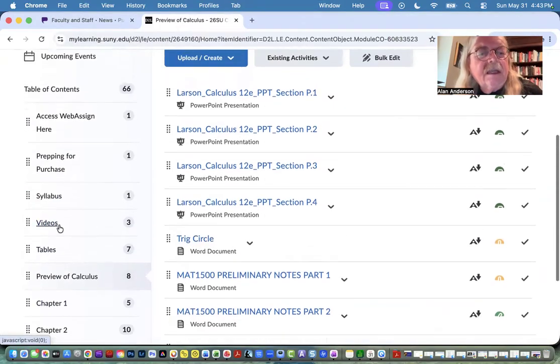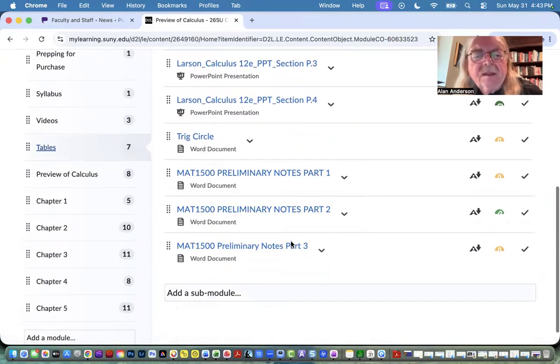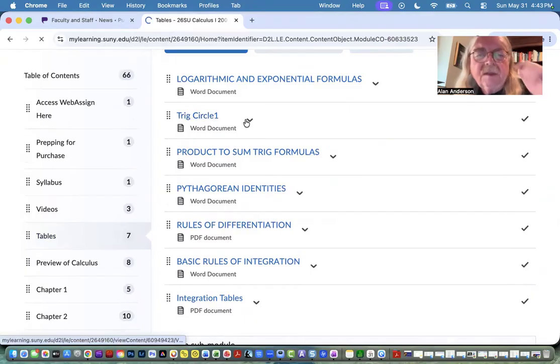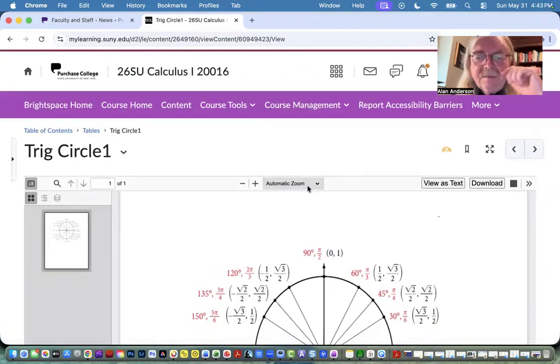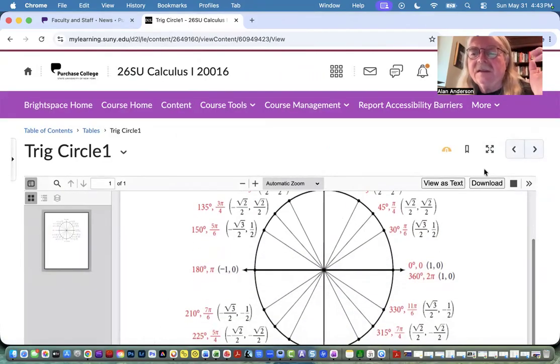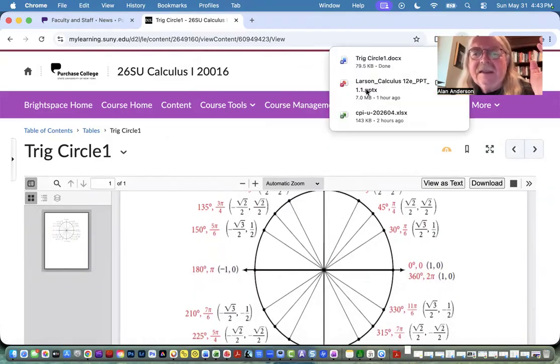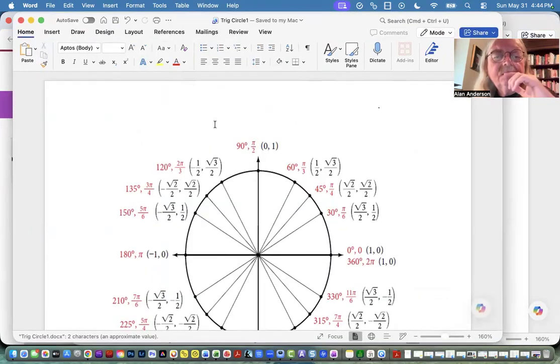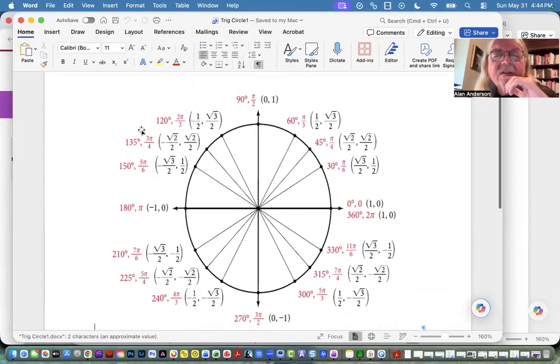If you look on the tables, it's called trig circle. This is not meant to be a replacement for doing these problems, but it's a way of quickly checking your results. And you'll see that they've got all these different angles where they show you both degrees and radians.